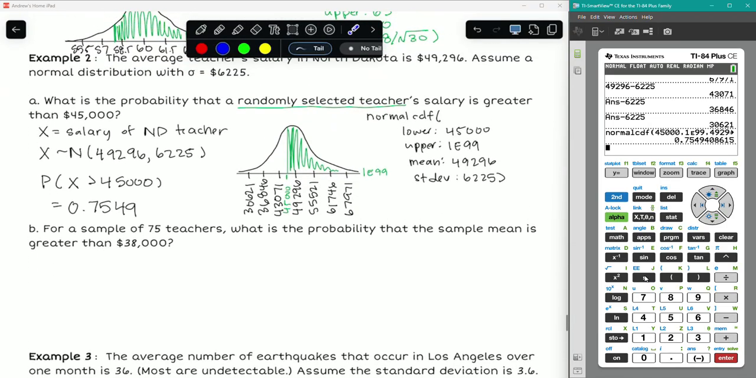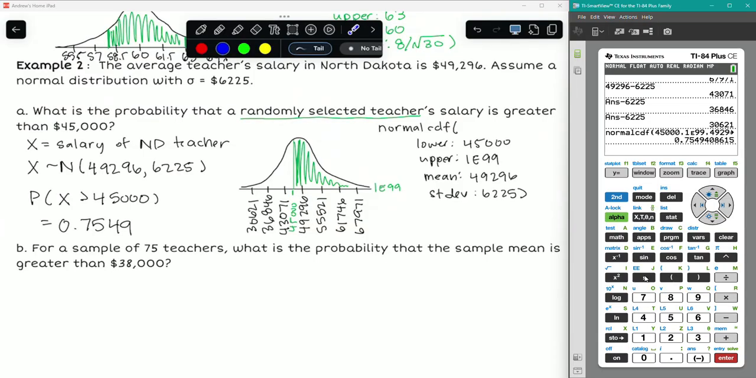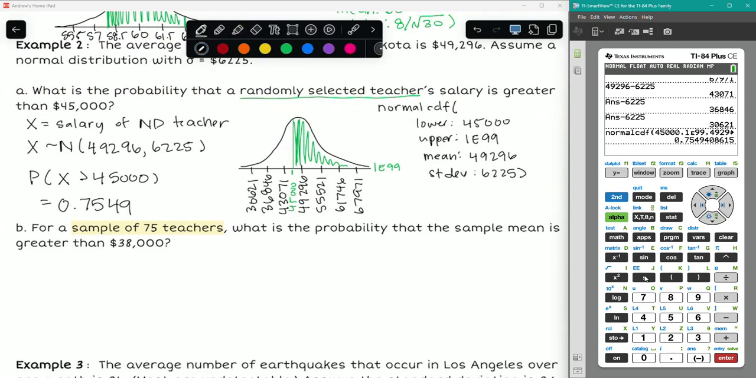All right, for our last example for today, it says: for a sample of 75 teachers, what is the probability that the sample mean is greater than 38,000? This is a little different, and now I'm looking at a sample of 75 teachers. That means that my random variable has changed. I'm now looking at the mean salary in North Dakota for 75 teachers.